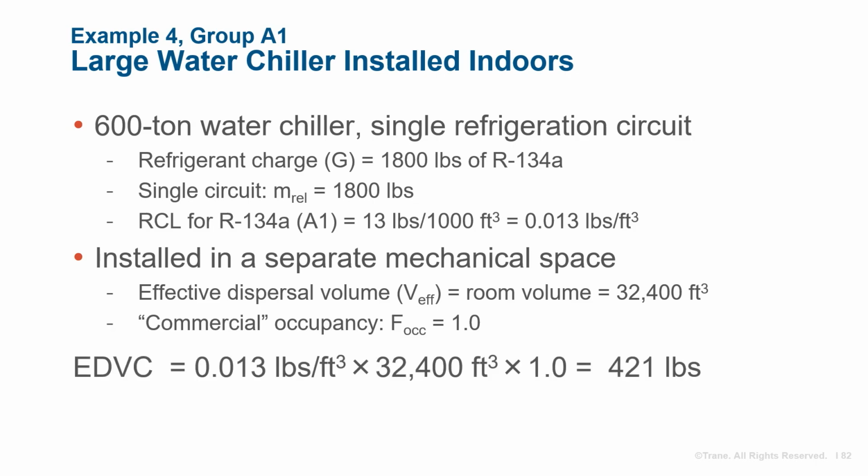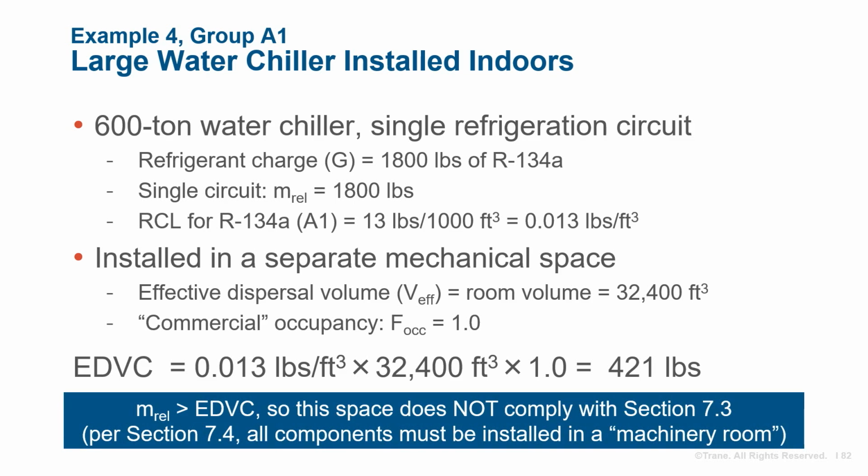The EDVC is then calculated to be 421 pounds. As the releasable charge of 1,800 pounds exceeds the EDVC, the space does not comply with section 7.3. In this case, standard 15 provides an alternate path in section 7.4. This is called a machinery room. John will provide an overview of machinery rooms later in this presentation.